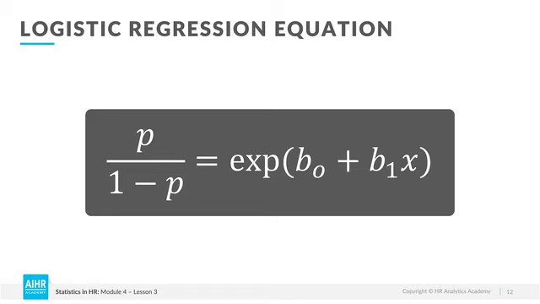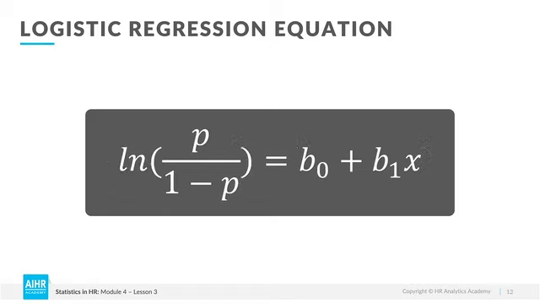By simple transformation, the logistic regression equation can be written in terms of an odds ratio like this. Finally, taking the natural log of both sides, we can write the equation in terms of log odds, logit, which is a linear function of the predictors. The coefficient, b1, is the amount the logit, or log odds, changes with 1 unit change in x.